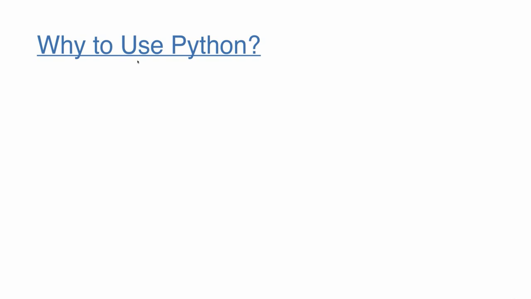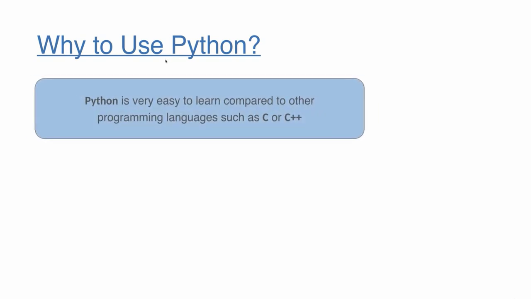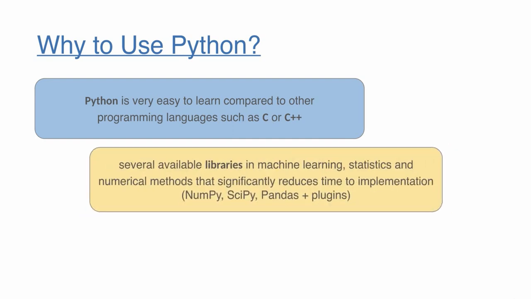So let's talk about why to use Python. First of all, Python is very easy to learn compared to other programming languages such as C or C++. Then, Python is extremely convenient because of the several available libraries in machine learning, statistics, numerical methods, and so on. It can significantly reduce time to implementation because we can use NumPy, SciPy, Pandas, several plugins, for example, for Interactive Brokers. It is extremely convenient and easy to use these kinds of plugins and libraries.